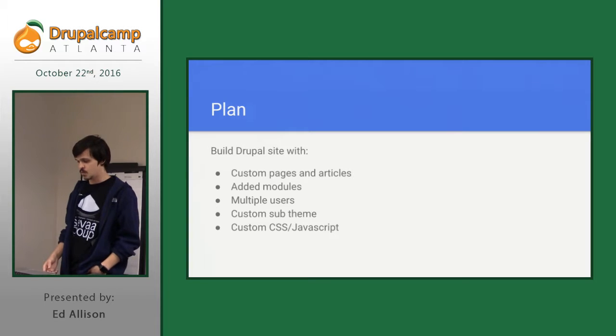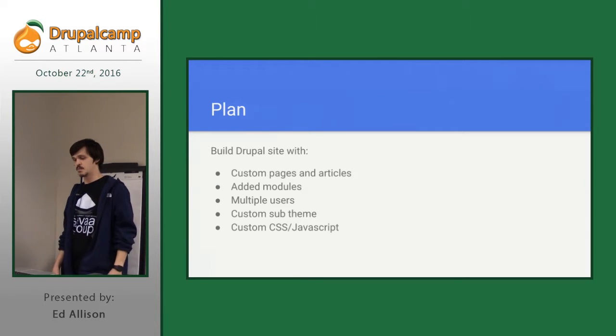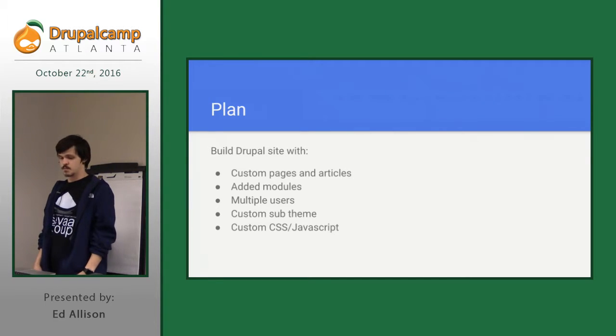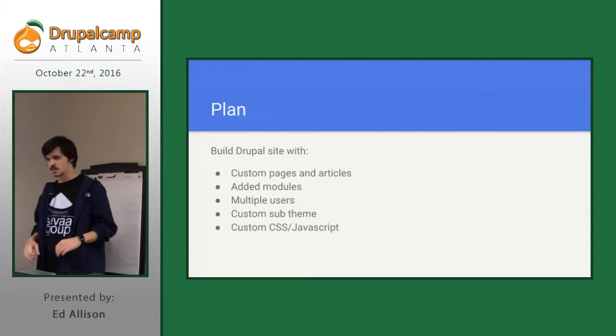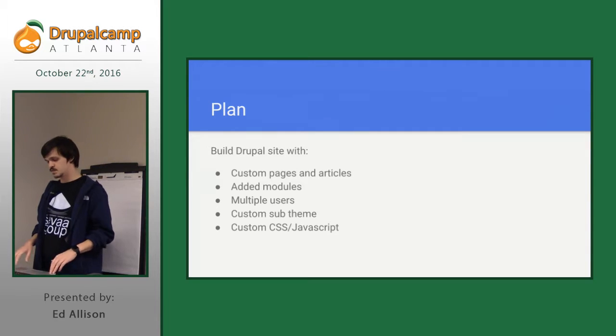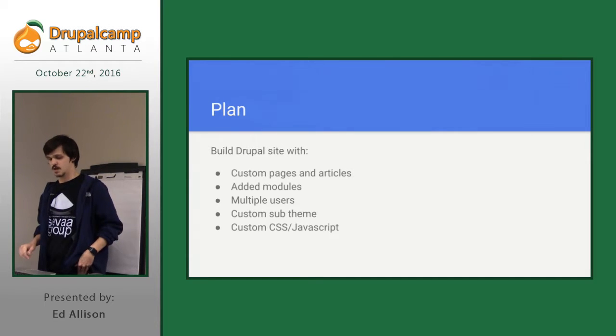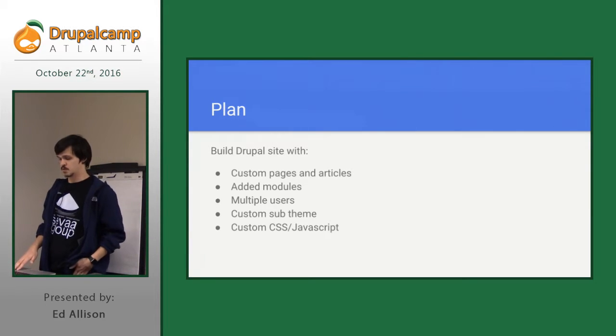So for this session, what I'm going to go over is I'm going to basically from the ground up build a Drupal 8 site. This site's going to have custom pages and articles as well as added modules, multiple users, custom subtheme, and custom CSS and JavaScript. So the custom subtheme and CSS and JavaScript is going to be a little more technical, so I'll go ahead and warn anybody if they're not super technical, but it's not going to go very in-depth, just basic HTML and CSS and JavaScript. But this will allow you to, say if you inherit a site, get in there and make some custom code changes if you're not familiar with how Drupal works.